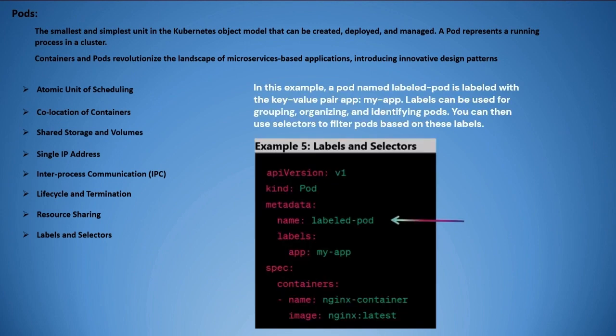Labels and selectors. Pods can be labeled with key-value pairs, and these labels can be used by selectors for grouping and identifying pods. Labels and selectors are powerful for organizing and managing pods within a cluster.